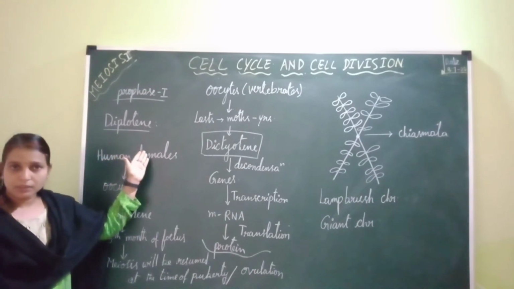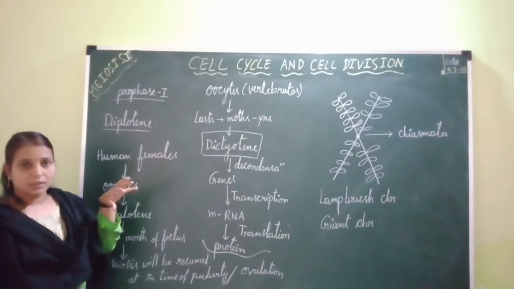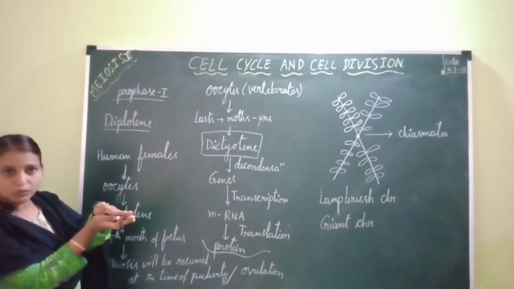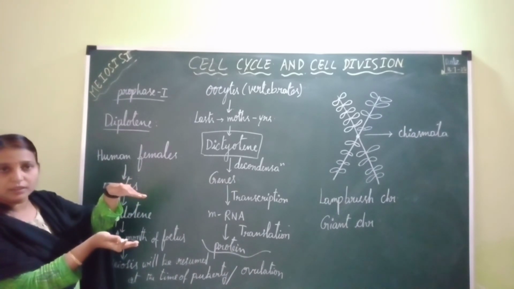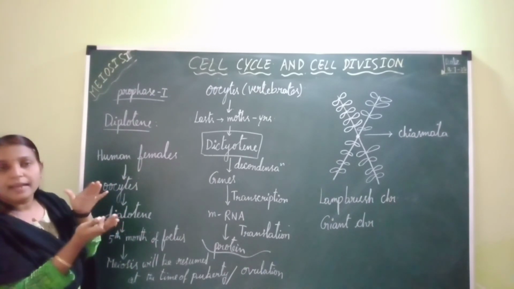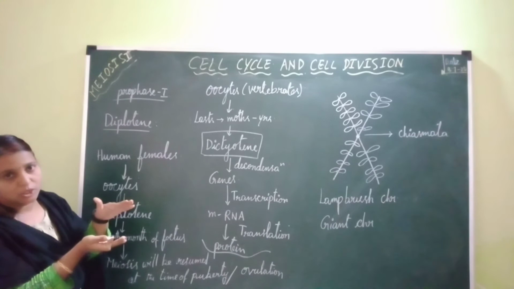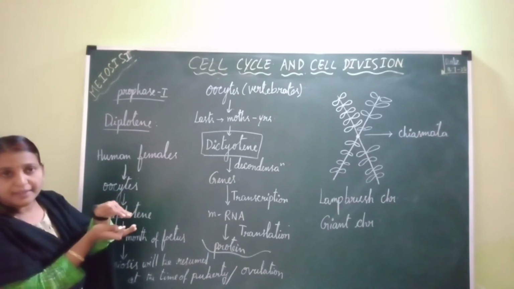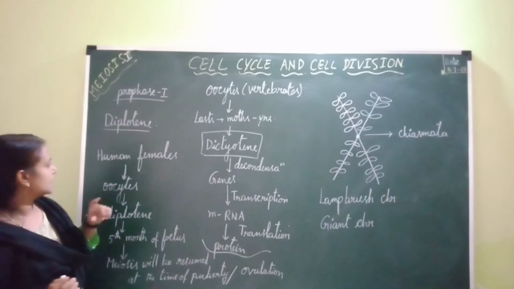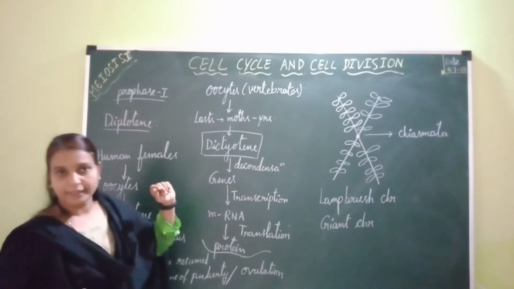During the Diplotene stage, the synaptonemal complex undergoes dissolution, due to which the homologous pairs of chromosomes tend to separate from one another throughout their length except at the site of crossing over. The sites where they remain attached after dissolution of the synaptonemal complex are called chiasmata.